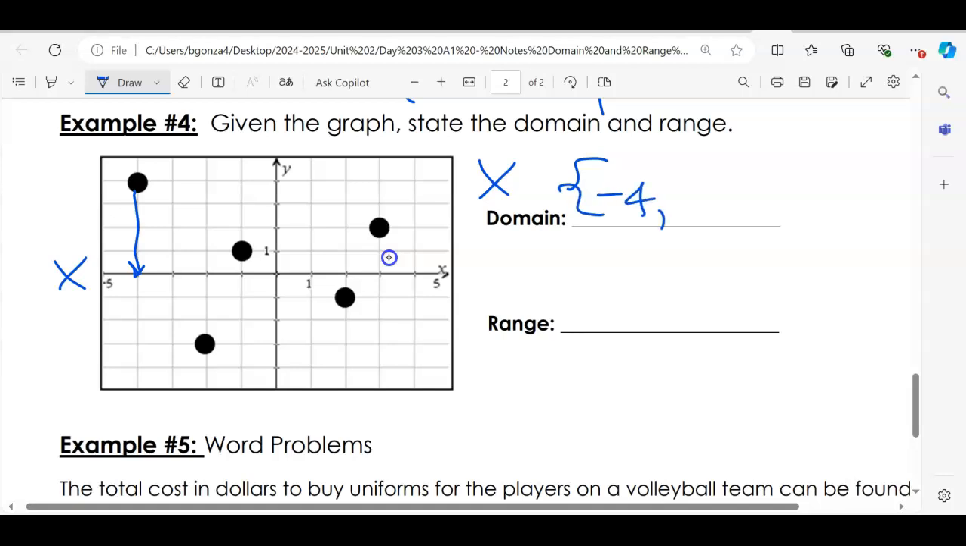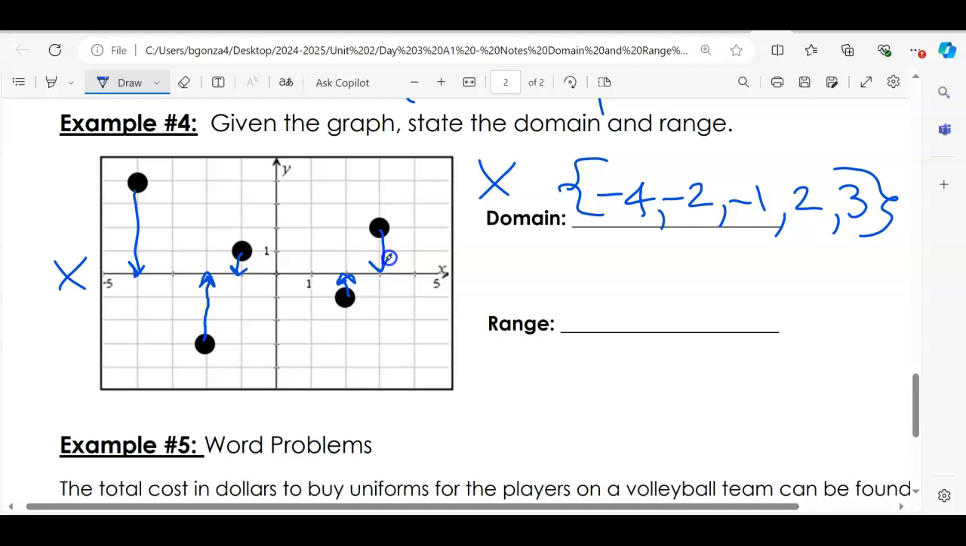The next dot over goes up. What's that x value? -2. Okay, this one, -1. This one, +2. This one, +3. Okay, so we got 5 points. All I do is look at where do they hit the x-axis. That's one way to do domain, okay?